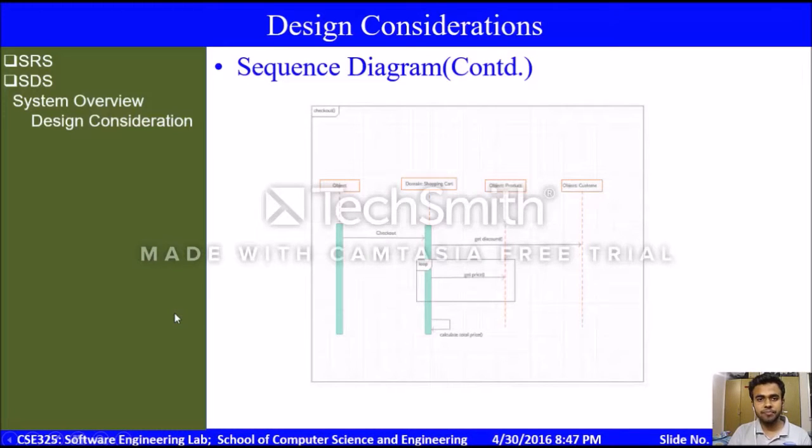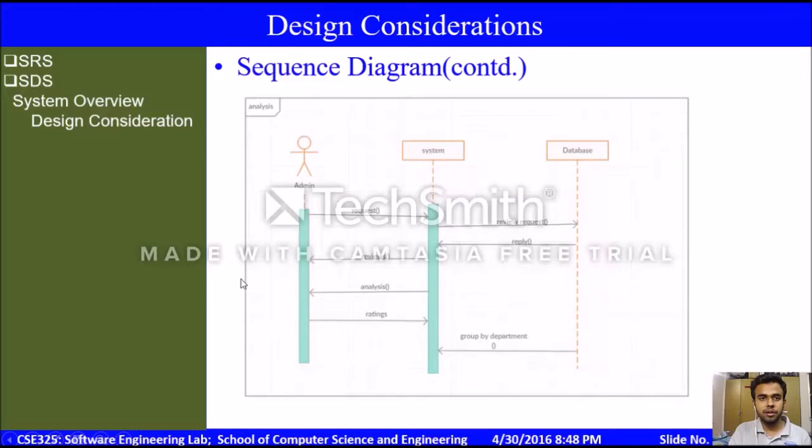Second sequence diagram. It has four components: object, domain, product and custom. The object is sending a request for the checkout. Then the shopping cart is directly sending a request to the custom for the discount, whether there is any discount available or not. Then the shopping cart is again sending the request to the product for getting the price of it, and it is calculating the total price among itself.